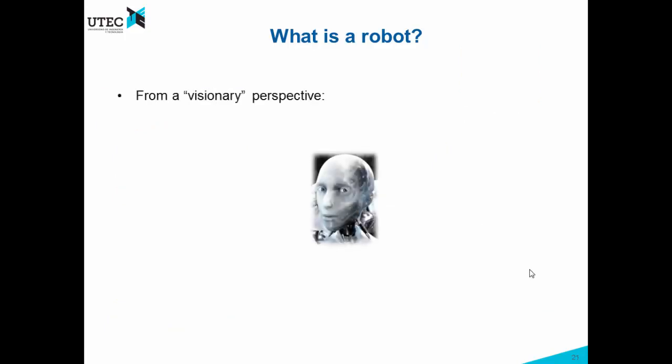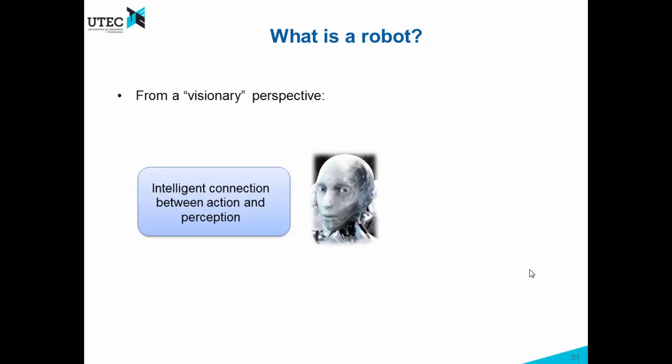From a visionary perspective, we can say that it is the intelligent connection between action and perception. Perception is needed because it will provide the robot information about the environment, and the robot can act according to the information that it has about its own environment.